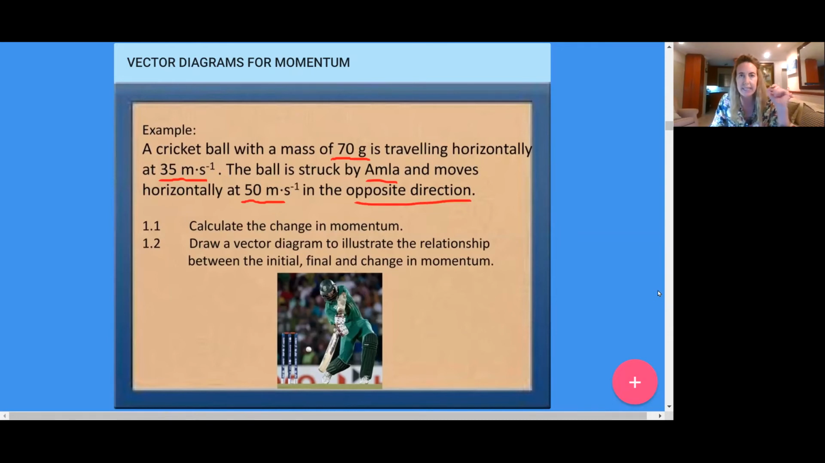What is given to us? Let us first analyze this. The mass is given, but in grams. So you have to convert this to kilograms by dividing grams by 1,000. That will yield 0.07 kilograms, because the SI standard international unit for mass in physics is always kilograms. Only in chemistry is the SI unit grams. So you have to convert to kilograms. This is in the correct unit, and this is in the correct unit. This is given as my initial velocity, and this is my final velocity.